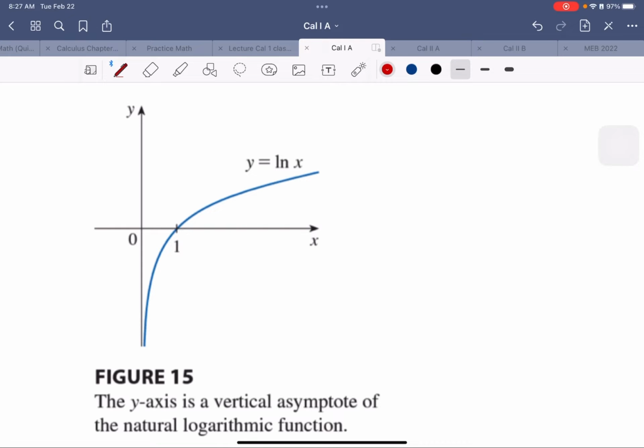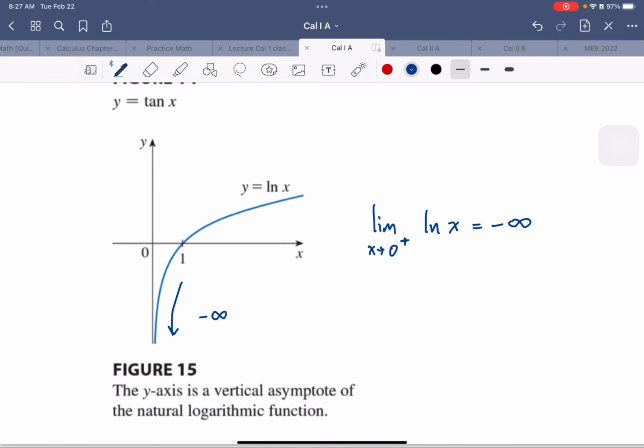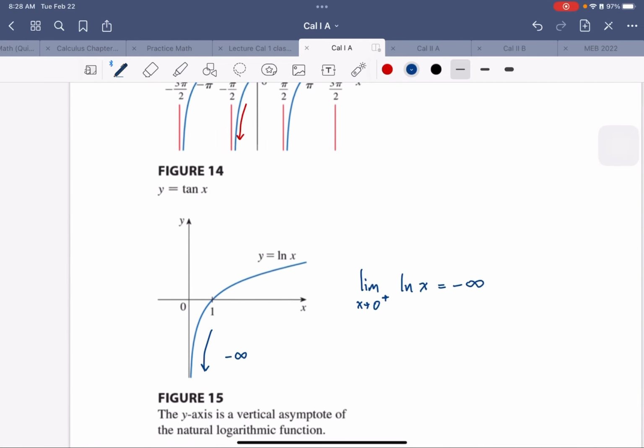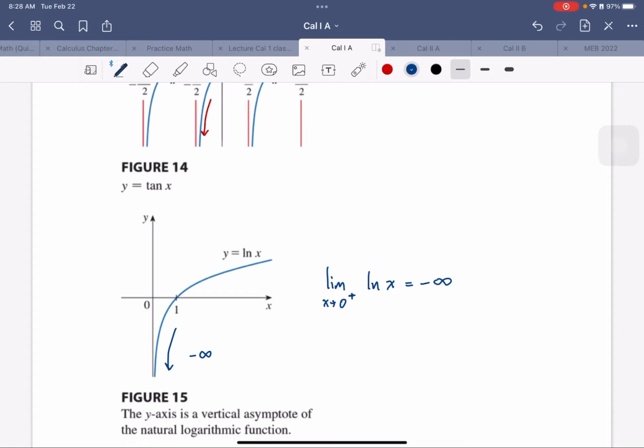If you look here, this is going to have negative infinity, right? Going down. So when we have the limit as x approaches 0 from the right of ln x, this will result in negative infinity. Okay, let's just review a little bit on infinite limits.